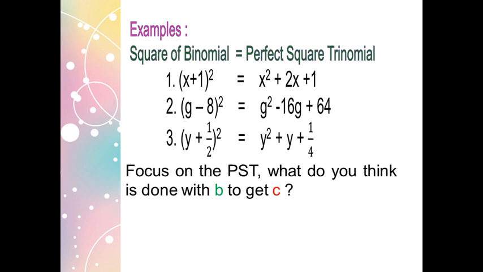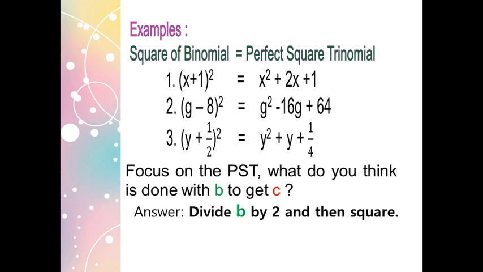Focus on the PST in the given examples. What do you think is done with b to get c? Right. We divide b by 2 and then square. Or you can use the formula c is equal to the square of b over 2.